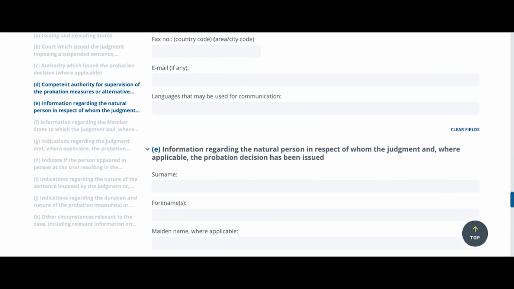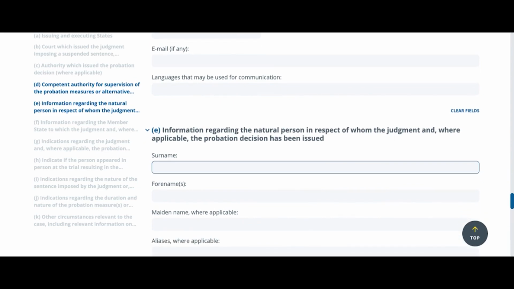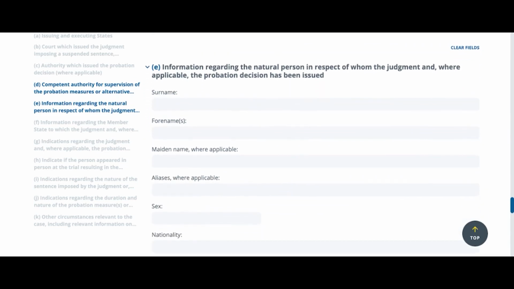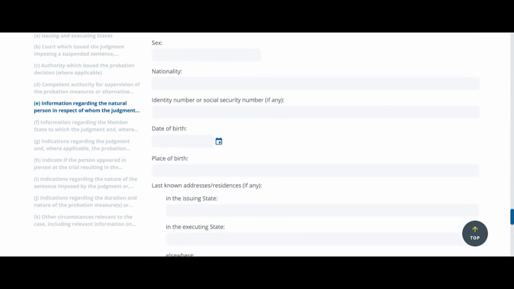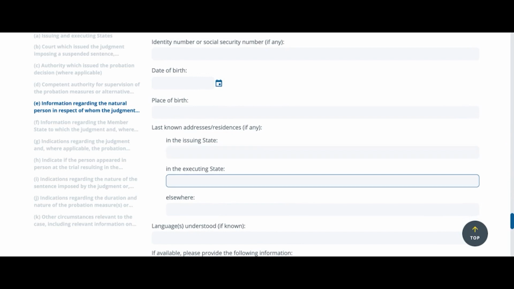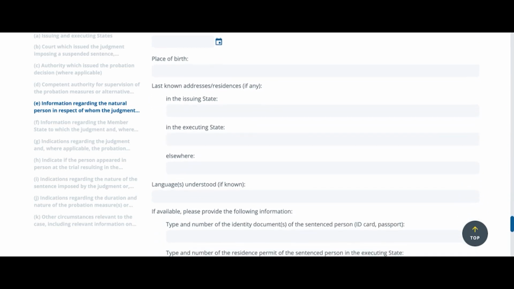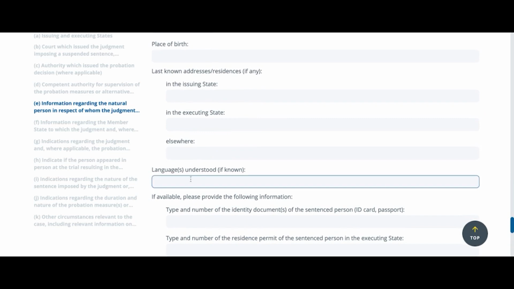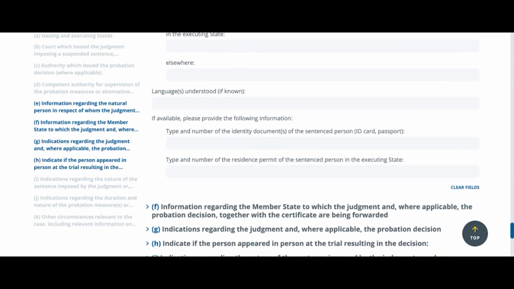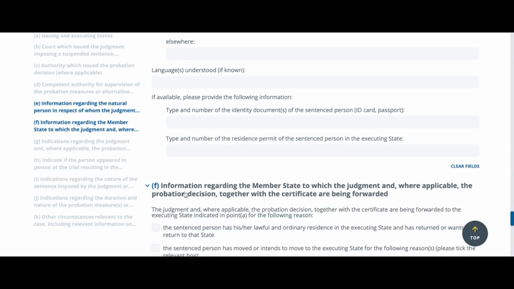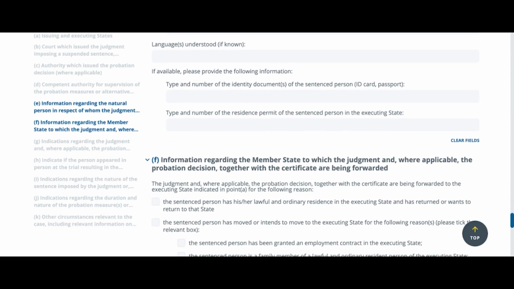Information regarding the natural person in respect of whom the judgment and, where applicable, the probation decision has been issued. Again, you have to provide as much information as possible here. The last known address or the residence in the issuing state, in the executing state. Very important, the languages that the person understands, and so on.